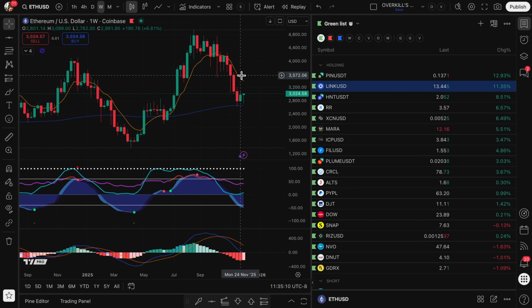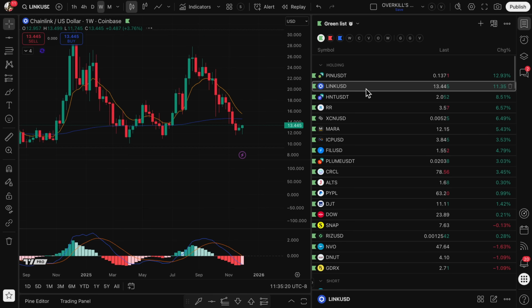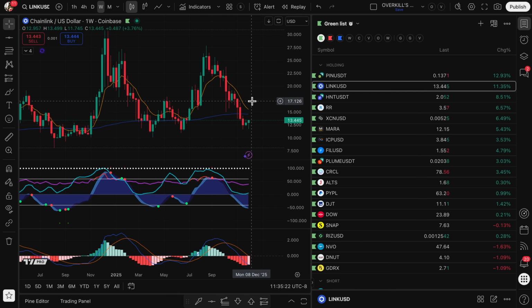I like Ethereum here at 3,000. I do not own any Ethereum. I sold all mine at around 4,000. Not a bad place to look to get back in, though, in my opinion, here at 3,000. I personally am heavily invested in other altcoins like Chainlink, like Filecoin, like ICP, XCN, HNT.